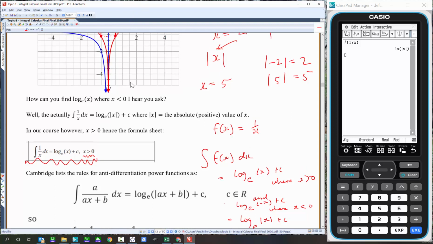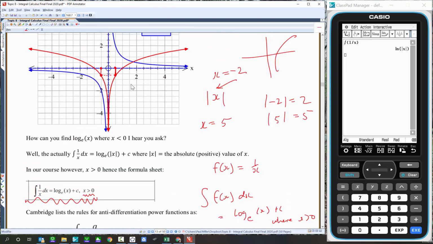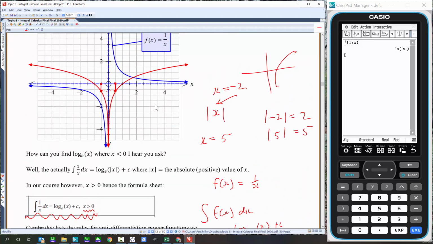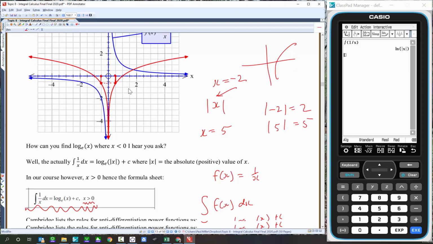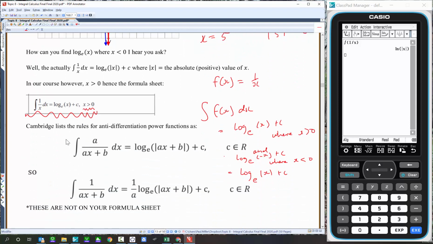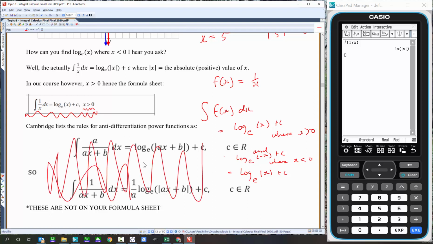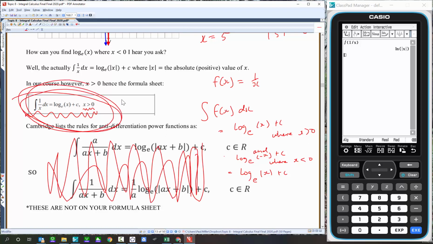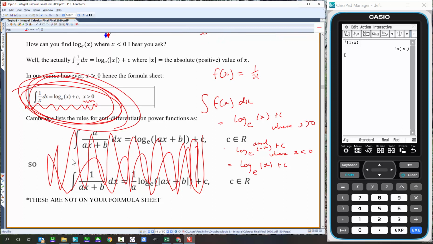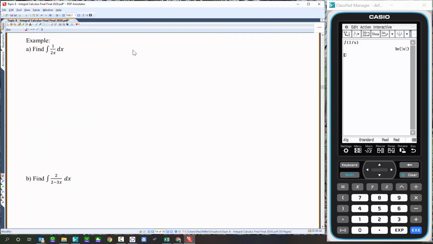So what I'll try to do is work through the examples and talk through these ideas and try to explain and flesh out exactly how it works. But it's really worth thinking about this and considering it. There are also some rules for anti-differentiation in Cambridge. These are on your formula sheet, so don't use them. Don't use those because this is all VCAA gives you. They just give you that. So let's have a look at this.